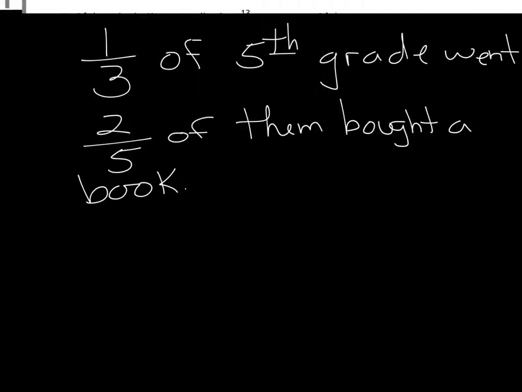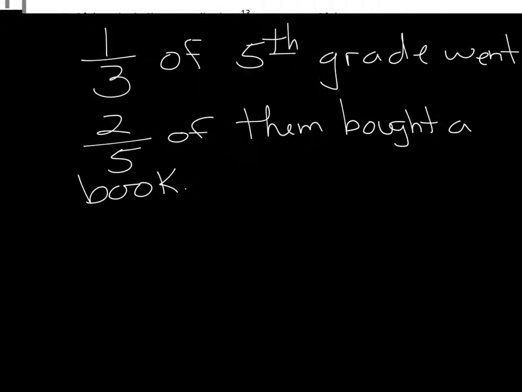And in this problem, only 1/3 of the 5th graders went to the book fair. And of those, 2/5 of them bought a book. So we have the word of here, and we know that of means to multiply. In fact, we see it there twice. We have 1/3 of 5th graders went to the book fair. We don't know how many 5th graders there are, so we can't do a multiplication problem there to find out how many actual 5th graders went. And we're not going to be able to tell how many actual 5th graders bought a book, but we will be able to tell the fraction of those who bought a book.